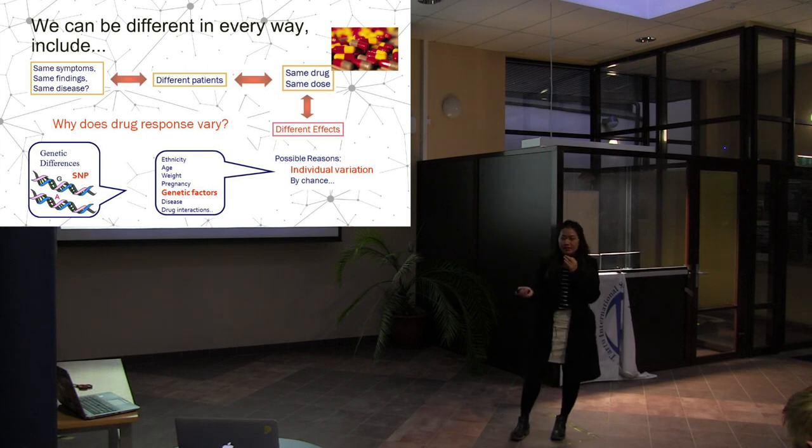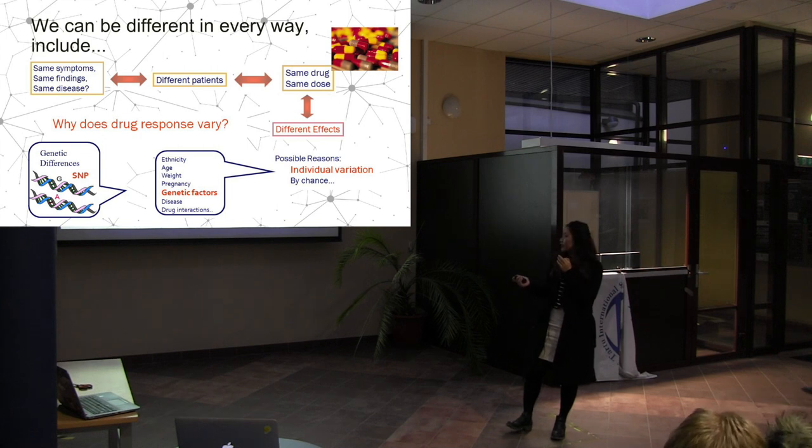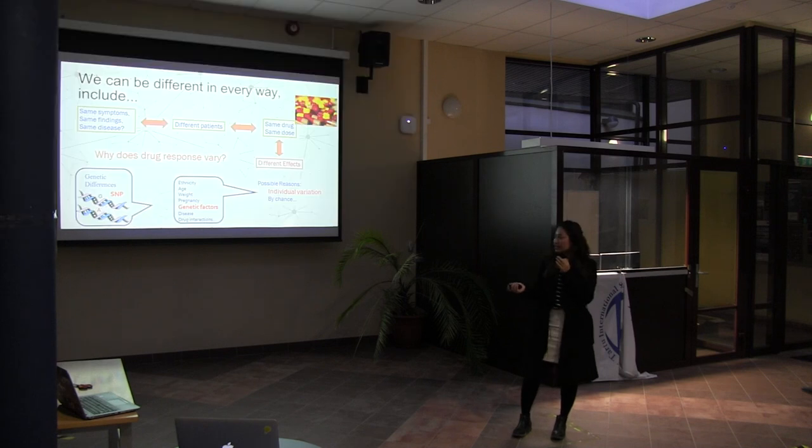So we can be different in many ways, including this. For example, there are two people with the same symptoms, same findings, same disease, and different patients treated with the same drugs can have different effects. How? There are so many factors: ethnicity, and one of them is genetic factors, and one explanation is genetic variation. The most common genetic variation that exists in humans is called SNP.